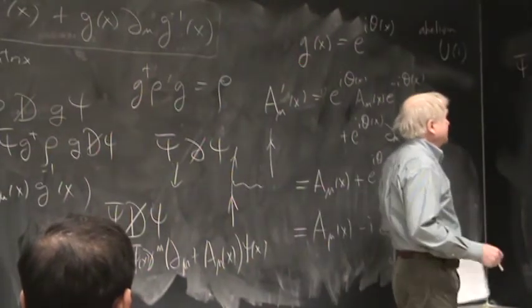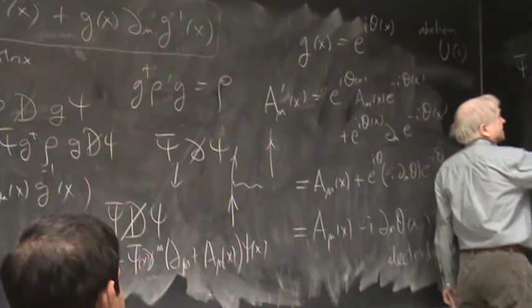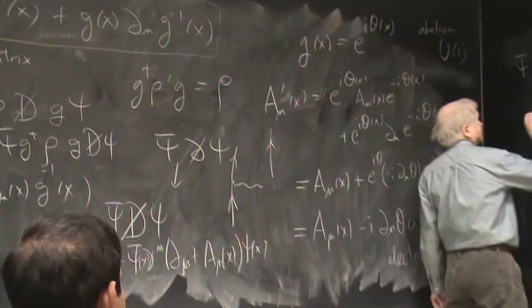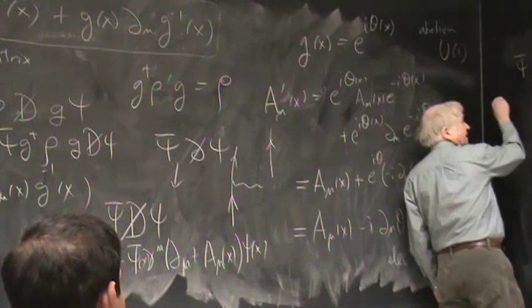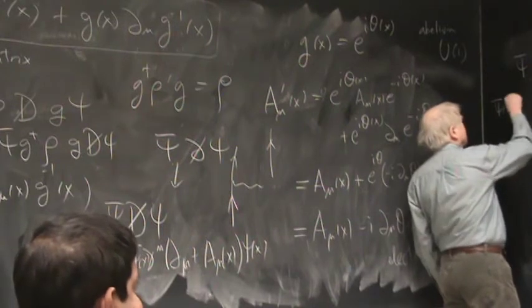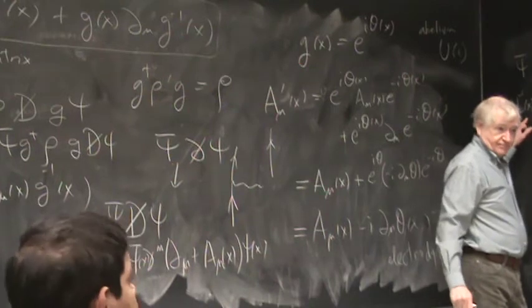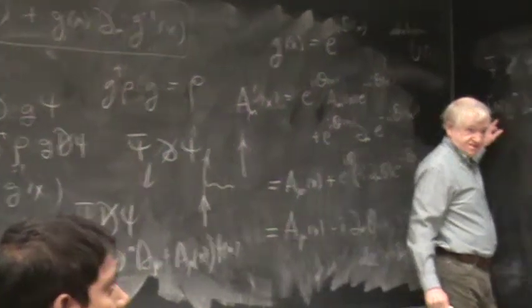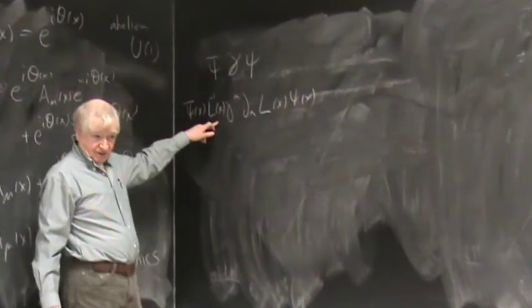Well, what do we mean by a local Lorentz transformation? We mean some L(x), ψ(x), γ^μ, ∂_μ, ψ†(x), and it would be L inverse of x. So not only is this local, but it's also not unitary.